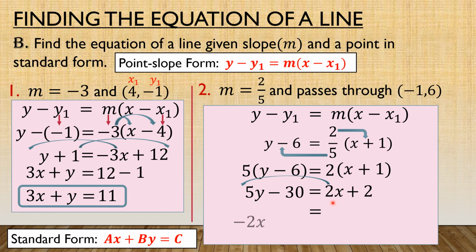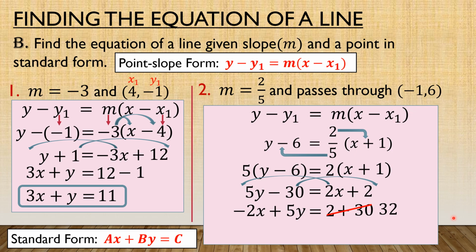So, therefore, ililipat natin siya sa left side. So, magiging negative 2x na siya. Yung 5y, nasa pwesto siya, nasa left side siya. Yung positive 2, nasa right side naman. So, nasa pwesto. Yung negative 30, nasa left side. So, dapat nasa right side ang constant. So, therefore, we will transpose negative 30 on the right side. So, it will become positive 30. So, 2 plus 30, so, magiging 32 na yan. So, we have now negative 2x plus 5y equals 32.